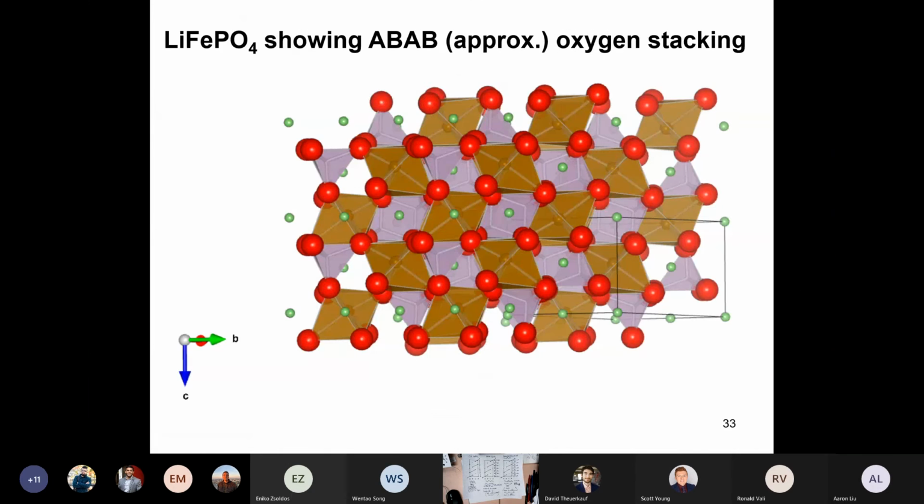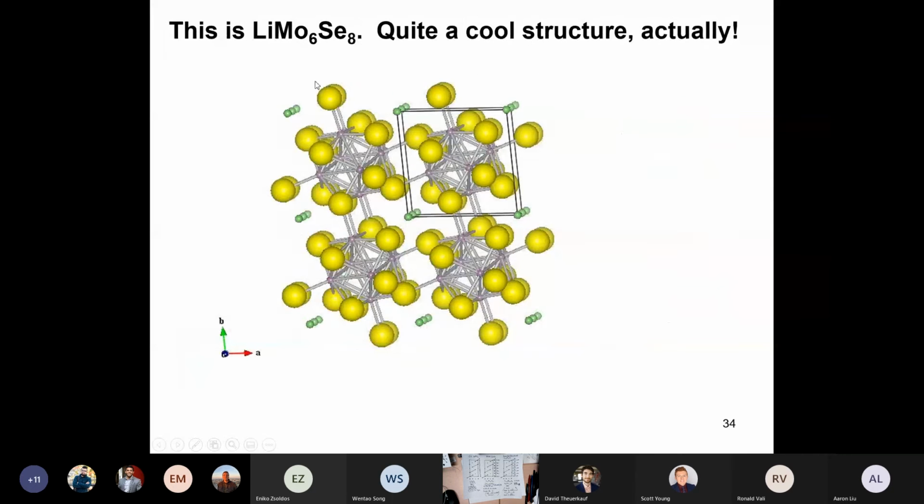So we looked at this. I showed you that it was approximately AB oxygen stacking. And then this is another really interesting structure. It's lithium Mo6Se8. So here the seleniums are the yellow ones. The molybdenums are these small balls that are near the selenium, and the lithium are these, I guess they're green. I'm colorblind, it could be any color, but it looks green to me.